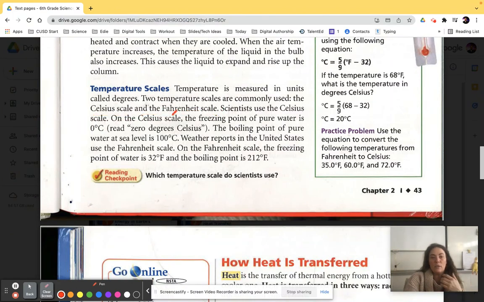On the Celsius scale, it's really nice because the freezing point of water is 0 degrees Celsius, and the boiling point is 100 degrees Celsius. So they are nice round numbers to remember. But weather reports in the United States use the Fahrenheit scale. On the Fahrenheit scale, the freezing point of water is 32 degrees Fahrenheit and the boiling point is 212.